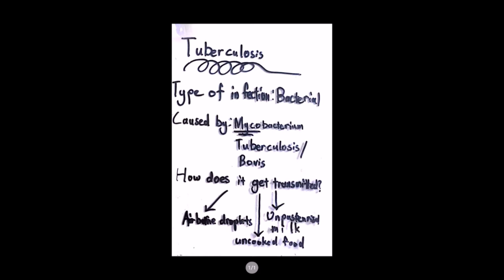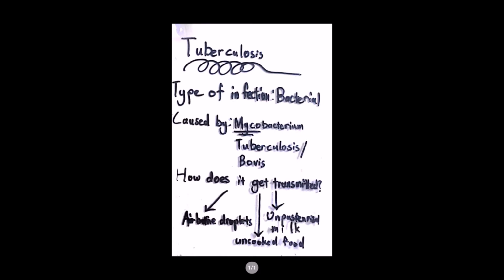Now, tuberculosis is a bacterial infection that mainly occurs in the lungs but may also happen in other parts of the body. It is caused by a few different strains of bacteria, but mainly the Mycobacterium tuberculosis and occasionally Mycobacterium bovis. Mycobacterium tuberculosis causes tuberculosis. That is quite easy to remember, right?